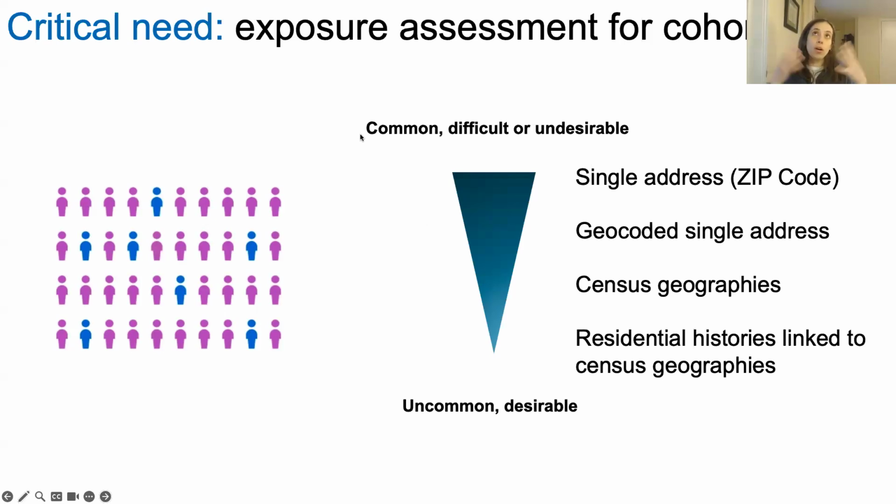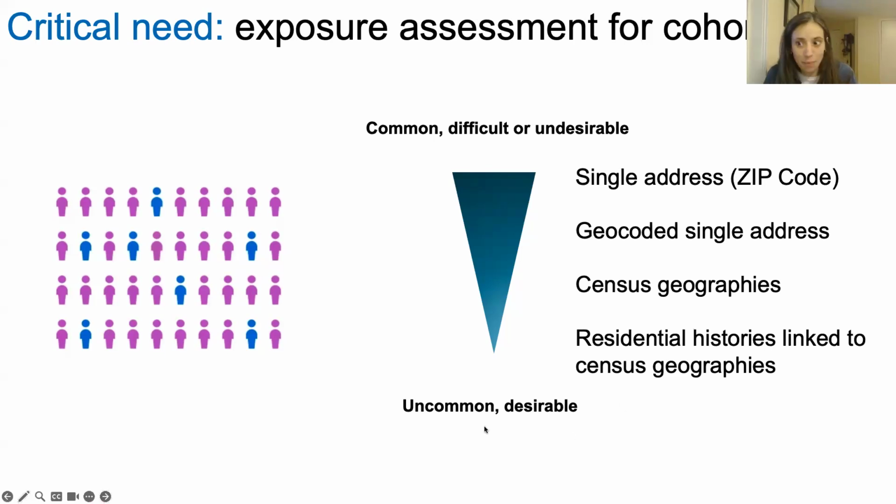And in all of our work with all the cohorts that we've been working with, what we're finding is that having a single address, maybe with a zip code attached that was collected at baseline, is very common, but it's very difficult to utilize. And it's not desirable to just have a zip code or a single address that hasn't been geocoded, right? From an exposure assessment perspective, that's a poor situation to find ourselves in.